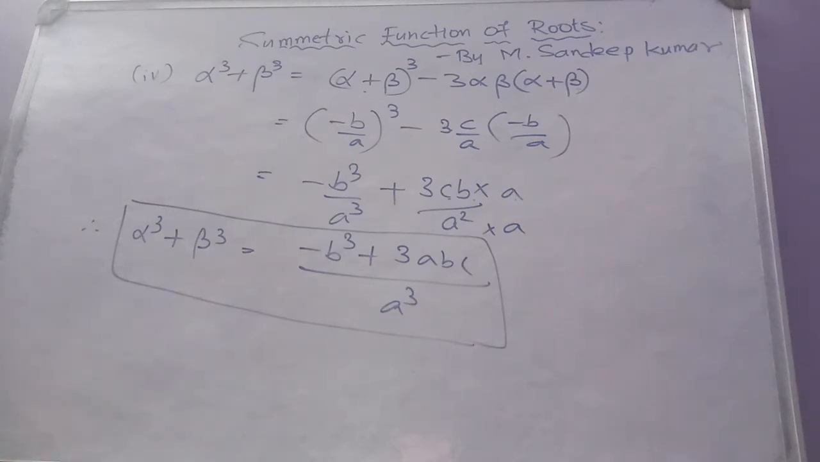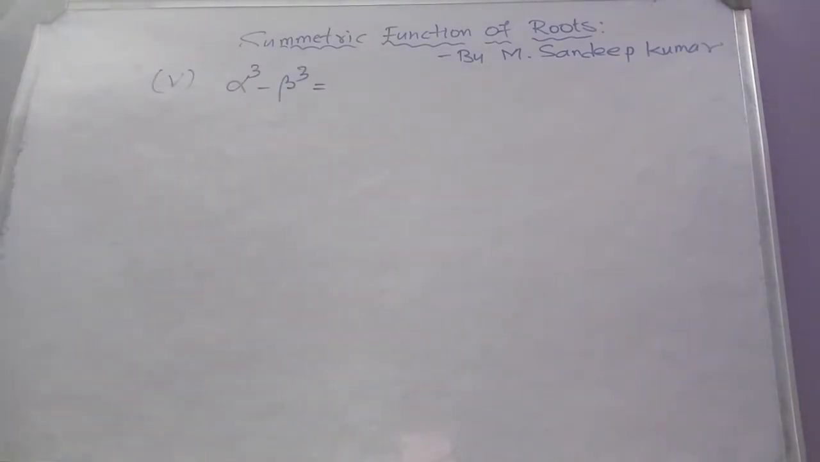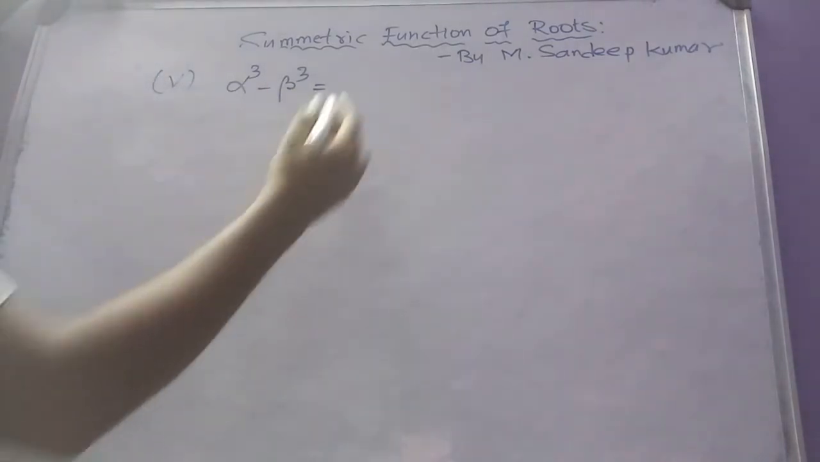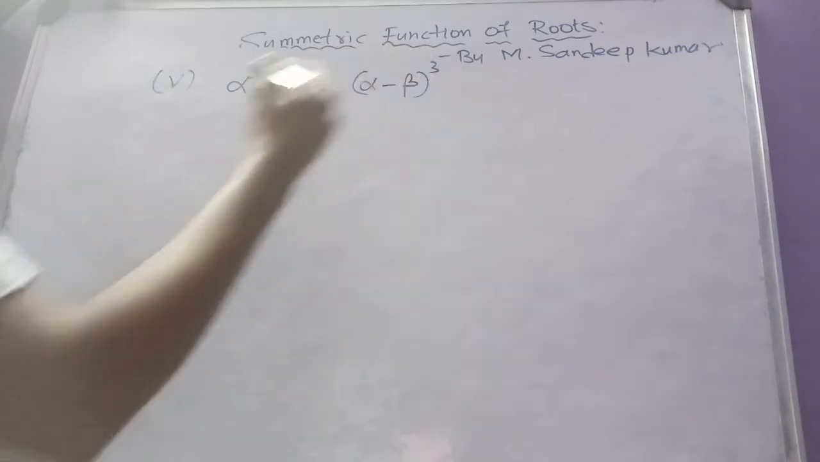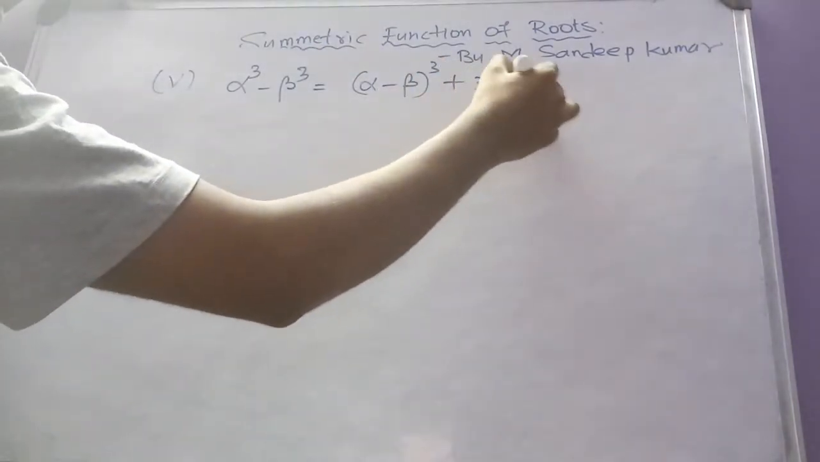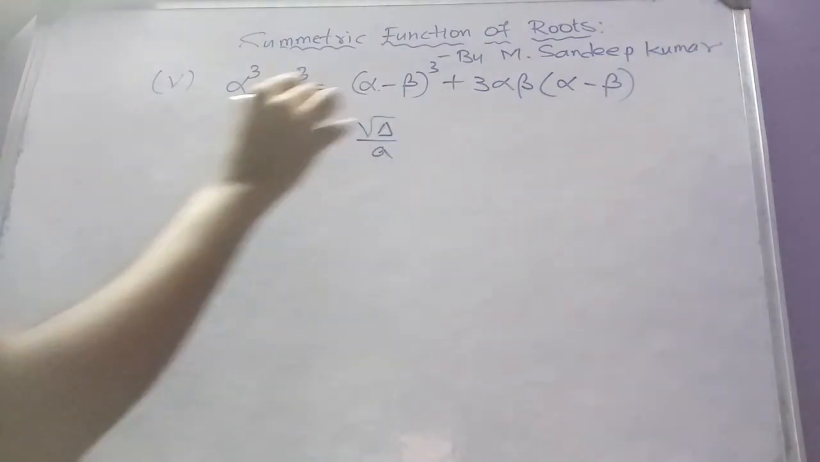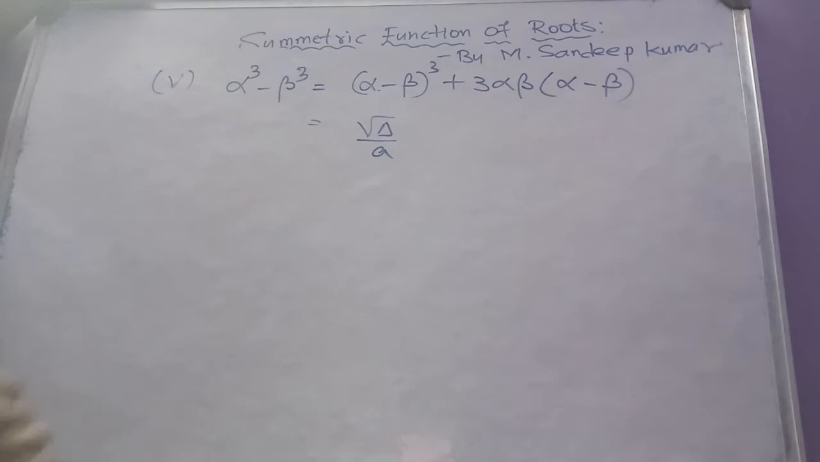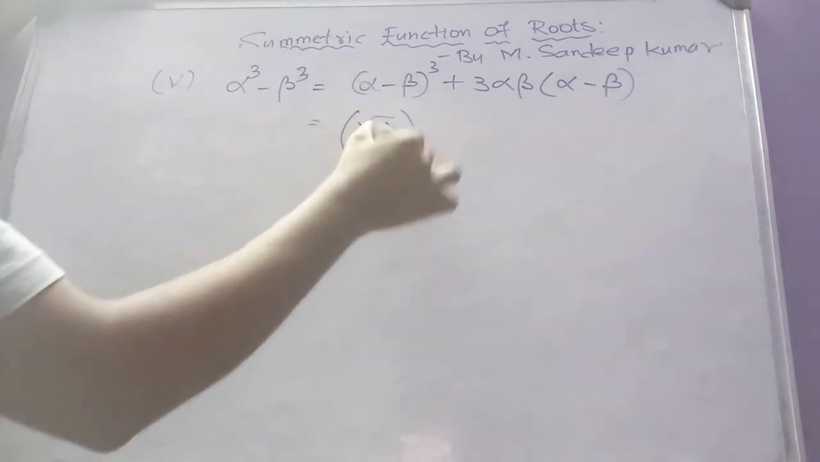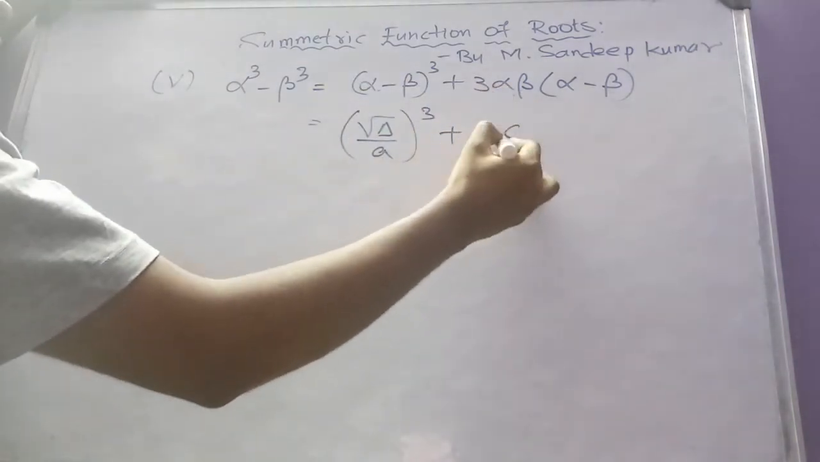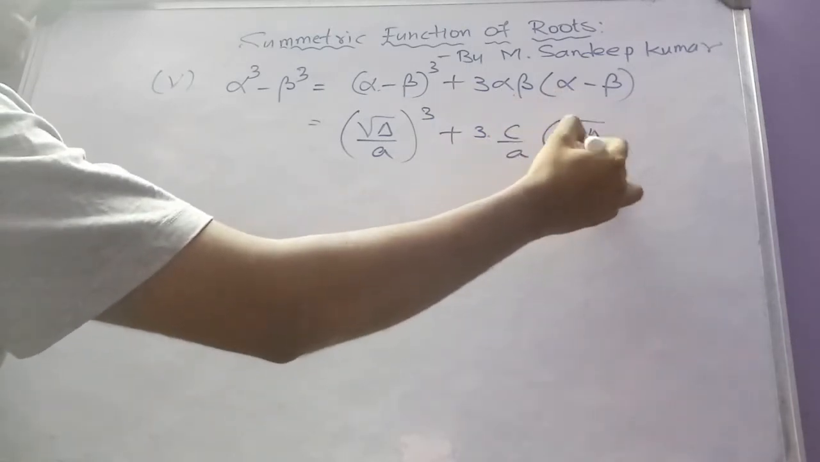Next, after this we will find out what is alpha cube minus beta cube. Using alpha minus beta whole cube expansion, we can write that alpha cube minus beta cube is alpha minus beta whole cube plus 3 alpha beta into alpha minus beta. You have to remember the exact identity. Where alpha minus beta we have found already, it is root delta by a, correct? Where delta is b square minus 4ac. So root delta by a whole cube plus 3 into c by a into again root delta by a.